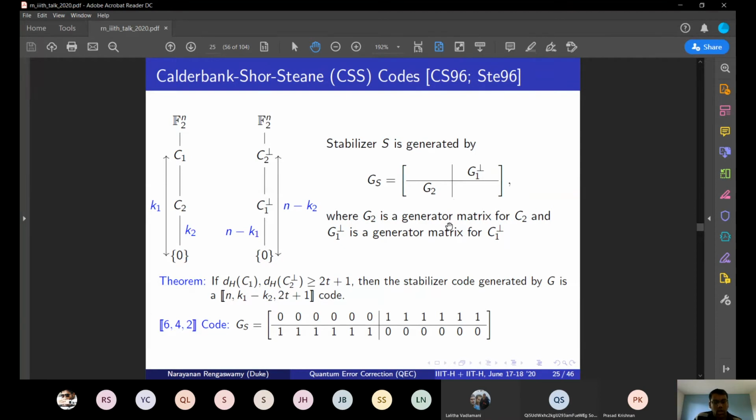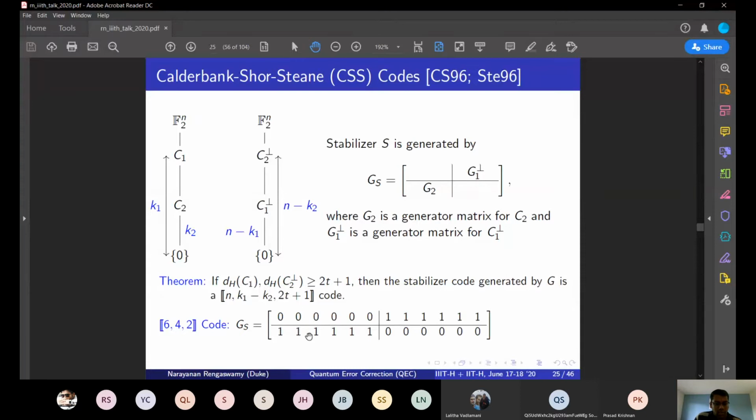And what's nice is that you can show, it's not very hard to show, that if the distance of C1 and the distance of C2 dual is at least 2t plus 1, which means these codes can correct t errors, then the quantum code can correct any t-qubit Pauli error. So formally, C1 and C2 dual are what are used to correct errors. And you can see that C2 is giving you the X stabilizers and C1 dual is giving you the Z stabilizers. So if you have a Z error, the X stabilizers will detect it. If you have an X error, the Z stabilizers will detect it.